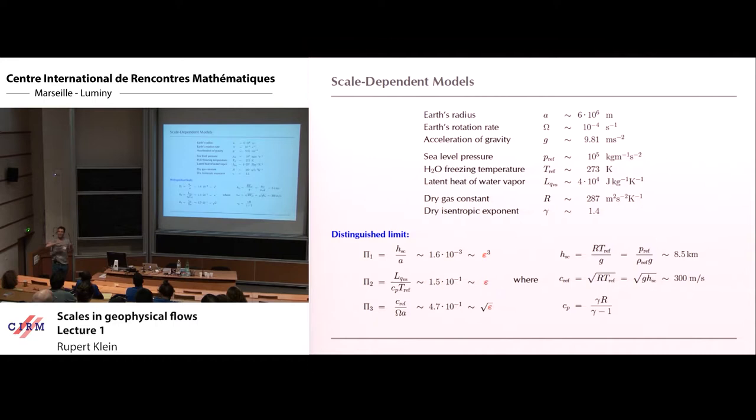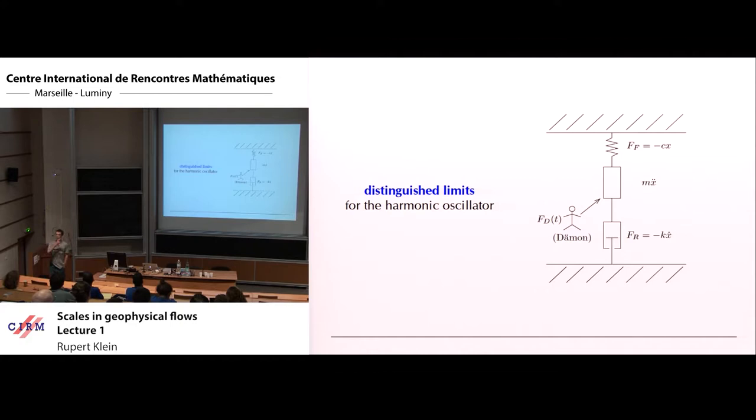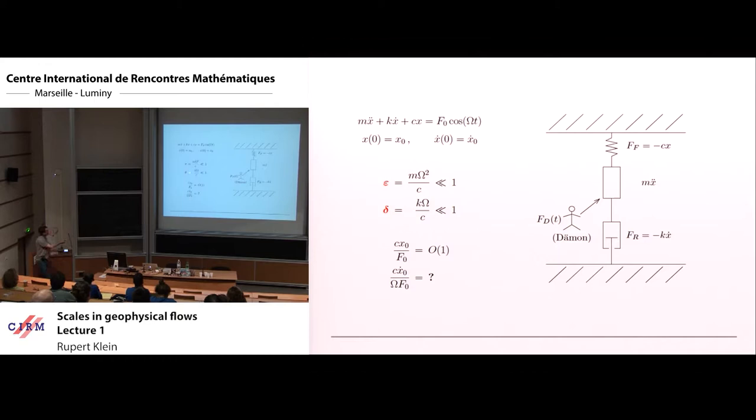Why is that so important? Let me explain it to you on the basis of a very simple example, namely the linear oscillator. Even for the linear oscillator, I can show you that picking a distinguished limit is absolutely crucial. So suppose we have a linear oscillator that has a certain mass, a spring force and a damping force, and there is a daemon, for example, that forces it from outside. Then the governing equation obviously is Newton's law with mass times acceleration. If I put these guys on the other side, it's the sum of all forces.